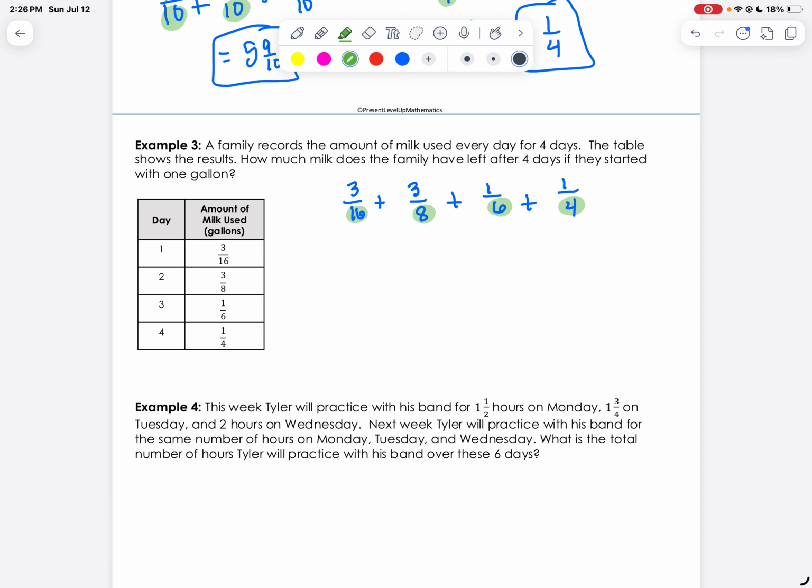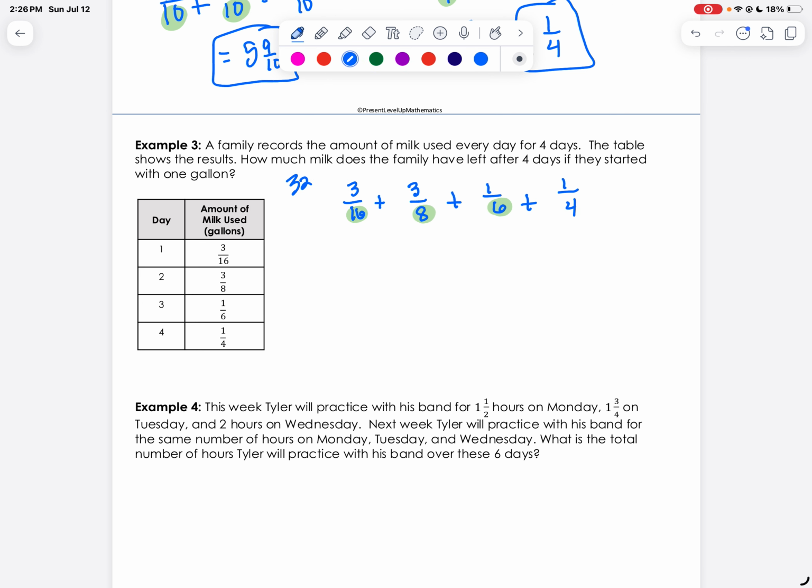Now let's look at our denominators. So we need a common denominator. So what I usually do is I ask myself, the largest denominator is 16. Will 8 go into 16? Yes. Will 6 go into 16? No. So my common denominator cannot be 16. So then I multiply that by 2. 16 times 2 is 32.